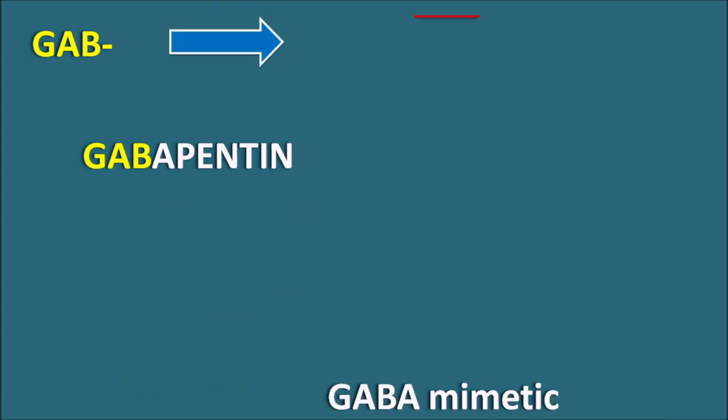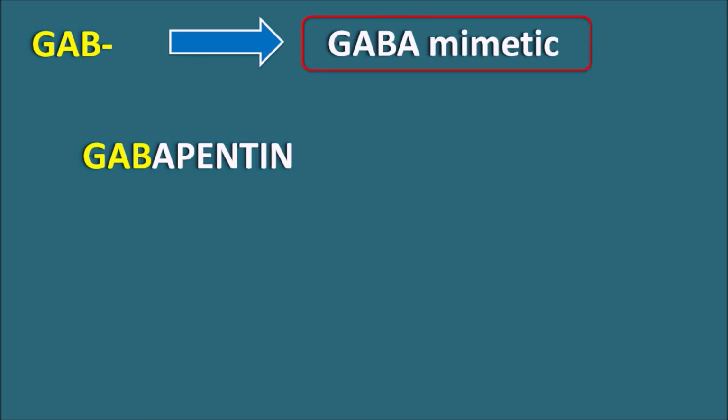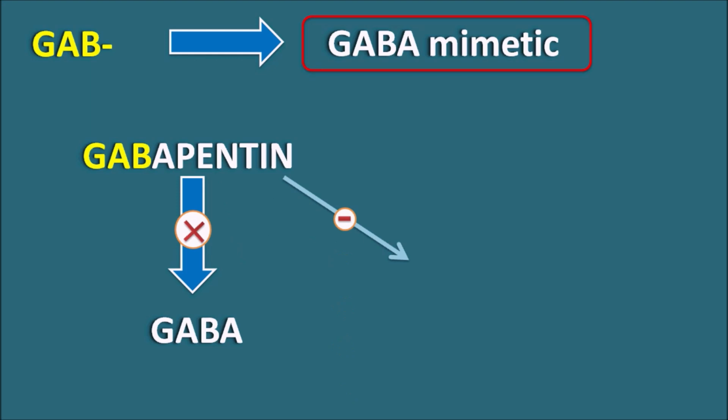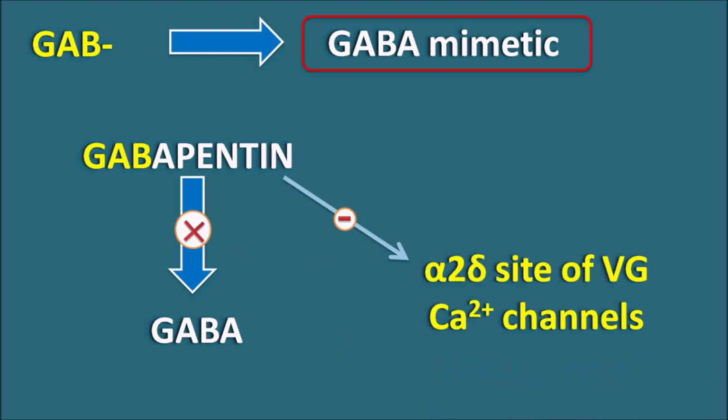Now let us see another prefix, GAB. So one of the drugs having the prefix GAB is the gabapentin. So what is this prefix? The GAB indicates the drugs are GABA mimetics. But actually it was found that gabapentin is not acting on the GABA receptors. So it is not a GABA mimetic. And gabapentin can be used as an anticonvulsant. The anticonvulsant action of this gabapentin is attributed to its action on the alpha-2-delta site of the voltage gated calcium channels, thereby it can inhibit the neuronal transmission. So gabapentin is an anti-epileptic, but its action is not attributed to the GABA.